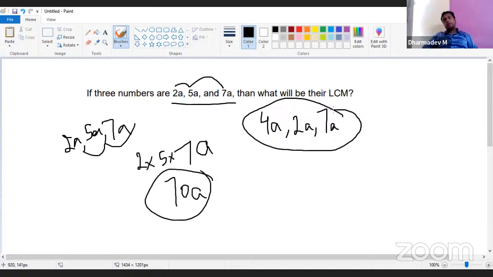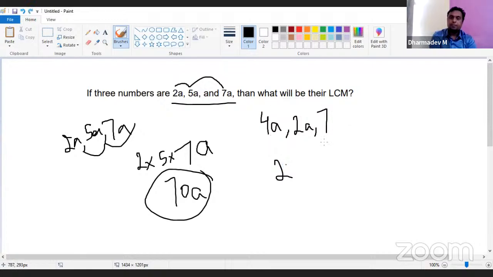No. It will not be 56. Sir, 28A. Yes, exactly. It is 28A, because these are both factors, right? So it is going to be only 28. So 4 times 7, that's all.